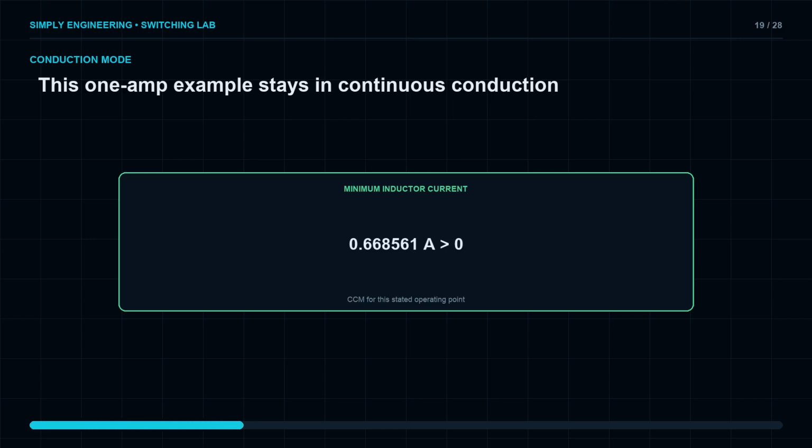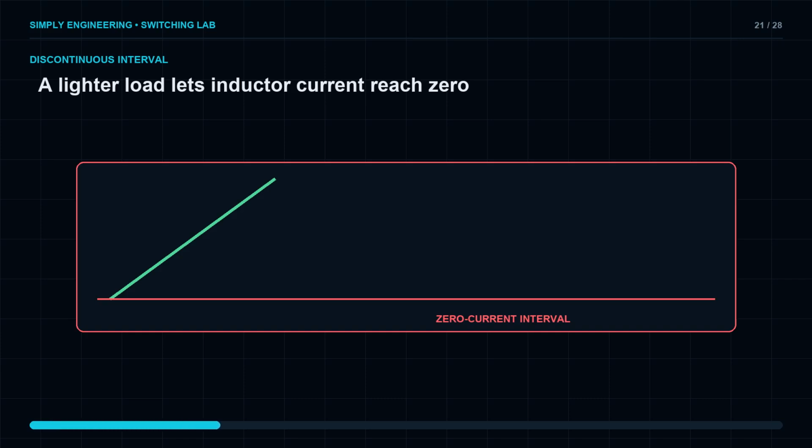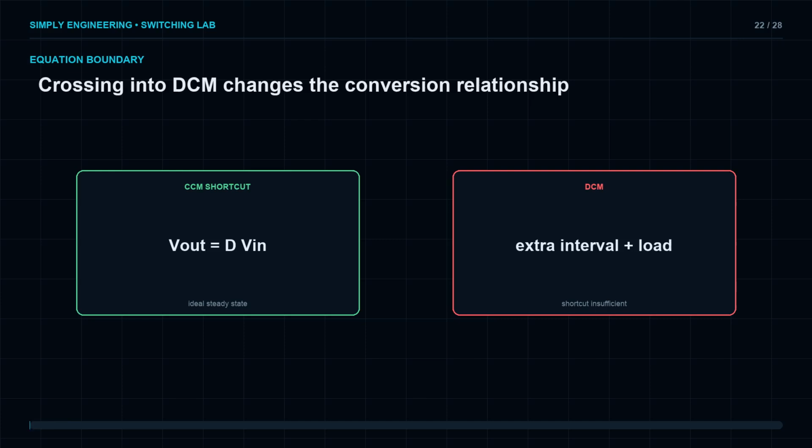Here current never reaches zero, so this example remains in CCM. The boundary occurs at half the ripple, 0.331 amps. Below that load current, a zero current interval creates discontinuous mode. Then the simple CCM duty relation no longer closes the problem.